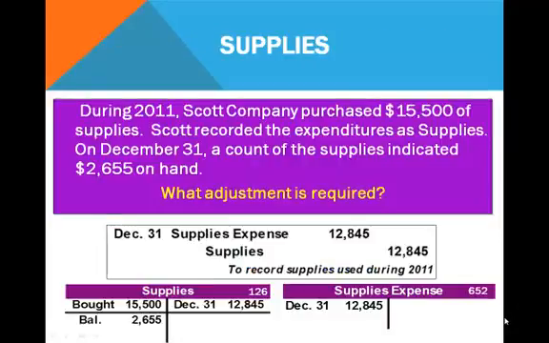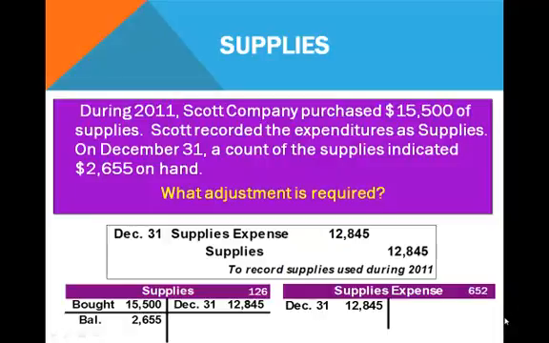In our second transaction, Scott Company spent $15,500 on office supplies during 2011. That's a lot of money. When the supplies were purchased, an entry was made to debit or increase the asset account supplies, and the cash account was decreased. On December 31, 2011, the balance in the supplies account was $15,500. On that date, we conducted an inventory of the office supplies on hand and determined that we still had $2,655 in supplies. That means we've used up the other supplies.